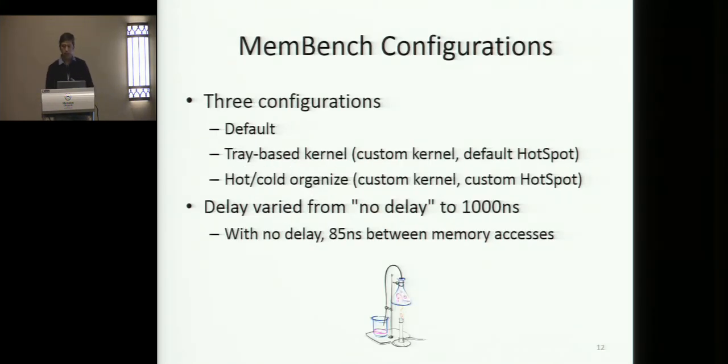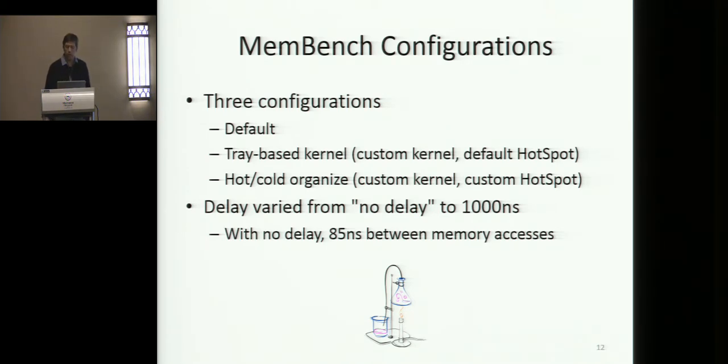Our experiments compare the performance and energy consumption of running this workload with 3 different configurations. We have our default configuration. It uses the default unmodified Linux kernel and the default version of HotSpot. We have a tray-based kernel configuration. This configuration uses our custom Linux kernel that enables physical memory allocation over the tray structures, but we don't use any application guidance in this configuration, so we use a default version of HotSpot. And so we just use a default policy for selecting which objects go onto which DIMMs. And the default policy is just to use a round-robin approach.